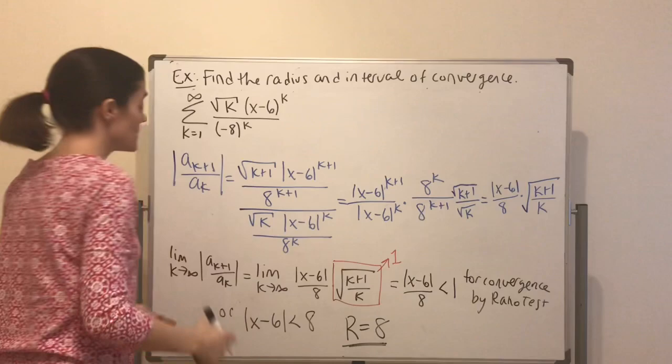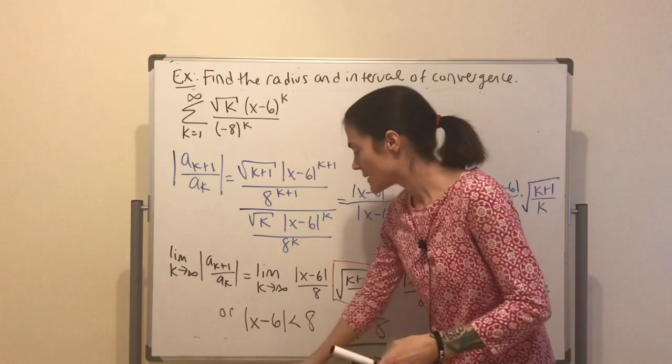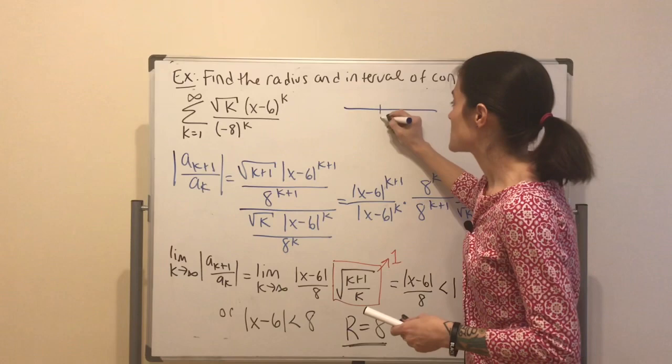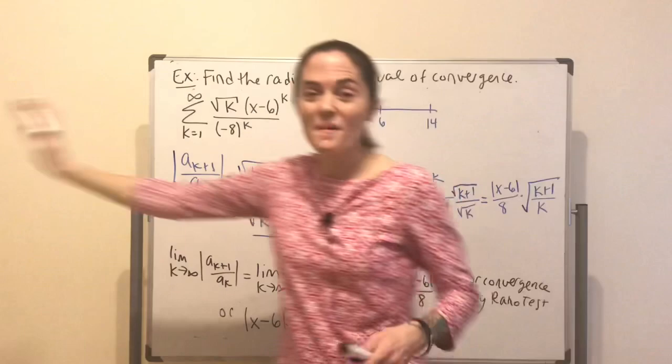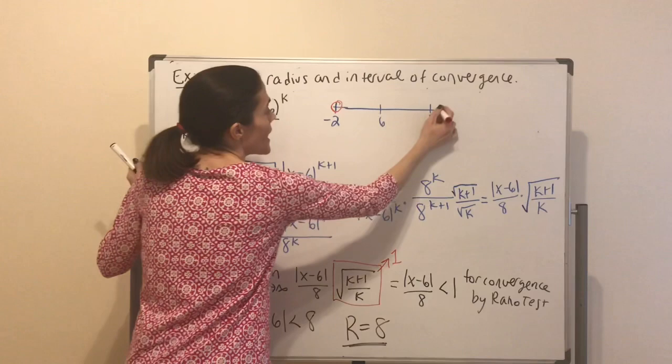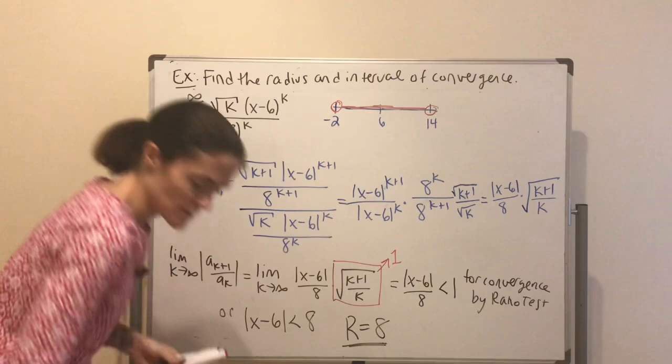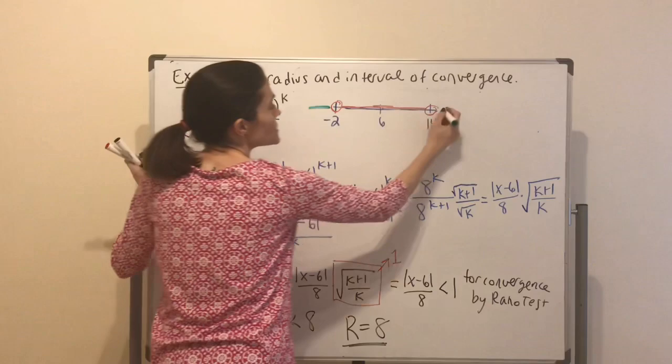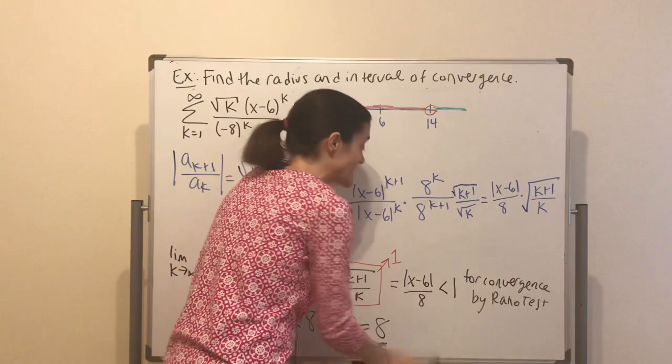Now my center is 6. Let's draw a number line. We will test the endpoints. Here is my center. I move by 8 in this direction, 14. I move by 8 in the other direction, negative 2. So far, I don't know what happens at these endpoints. All in here converges, and out here diverges. What is left is to test at x equals 14 and at x equals negative 2.